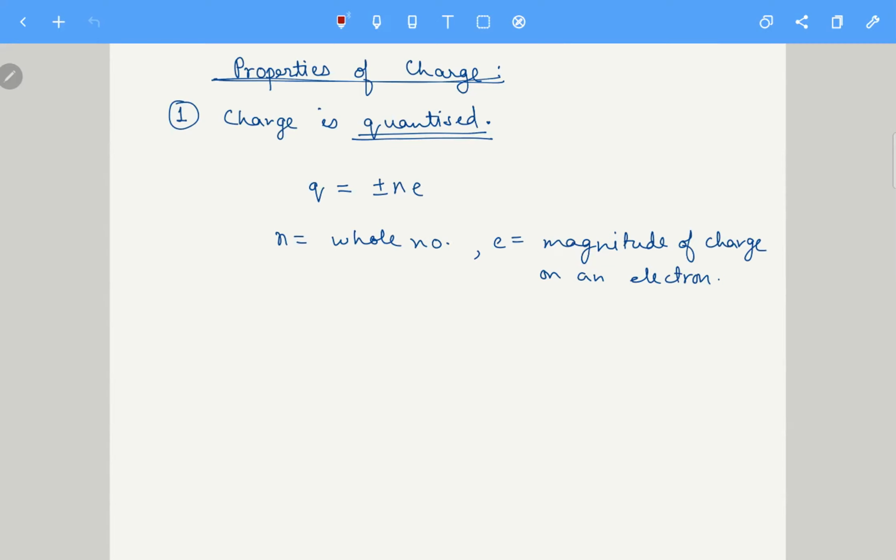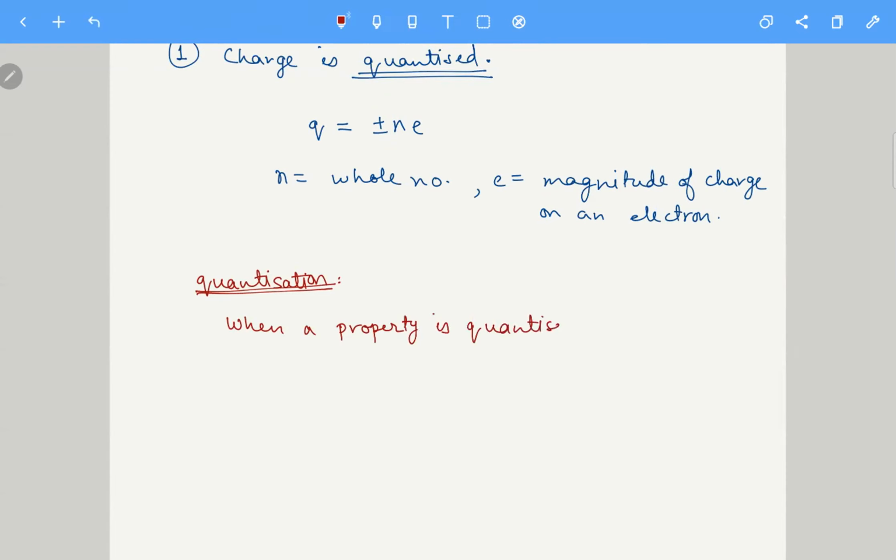When a property or a quantity is quantized, it can have some definite values only, and no other value between those definite values is possible.